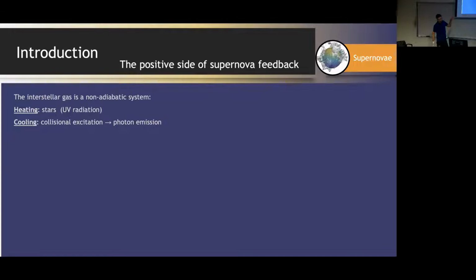So as I mentioned, the interstellar medium is non-adiabatic. You always have active cooling and heating processes. Heating is mainly from the UV radiation coming from the stars, specifically far UV non-ionizing radiation. And cooling is by collisional excitation, which excites molecular or atomic levels, and then you emit a photon. The density is very low, so usually the photons just escape the galaxy.